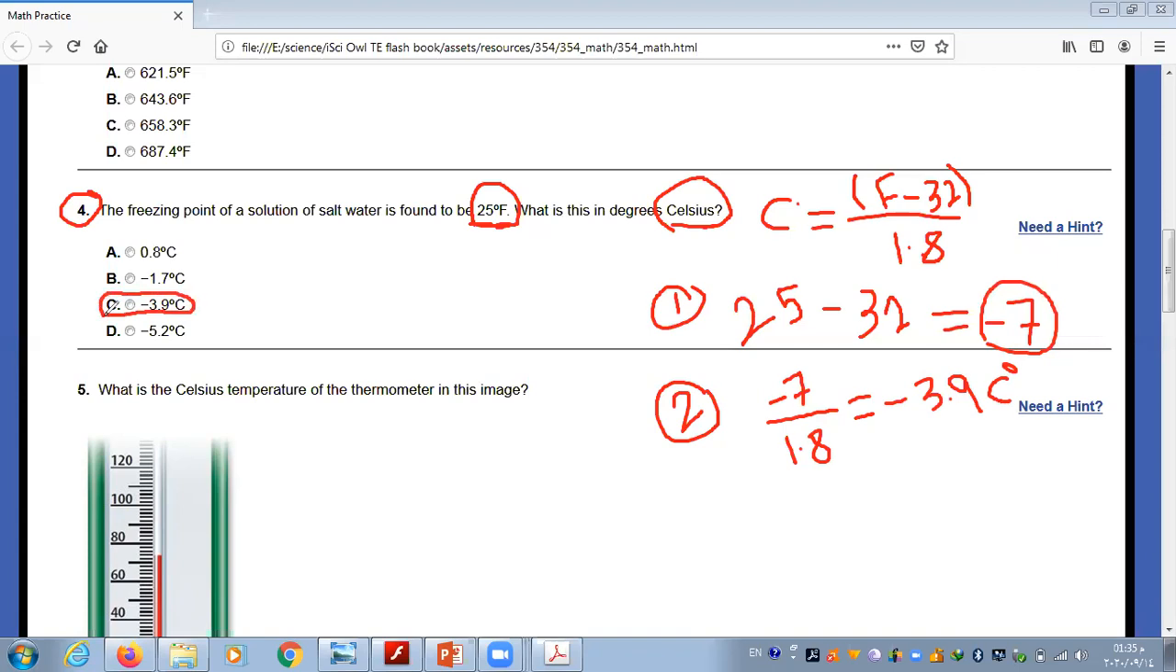Teacher, the calculator gave me negative 3.8888. Yes, so you have to make rounding. In the last number, the last product, not here. Don't make rounding here. Just make rounding for the last product. The last number you get of the whole equation, you have to make rounding.